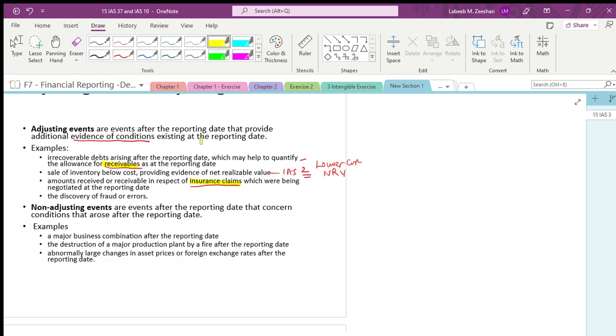In terms of discovery of frauds or errors, you have to make the adjustments. Where we cannot make adjustments are the non-adjusting items. These things will be asked. These points are important.